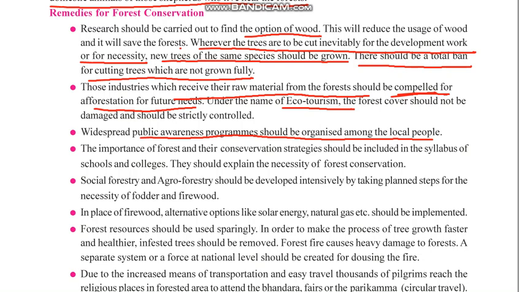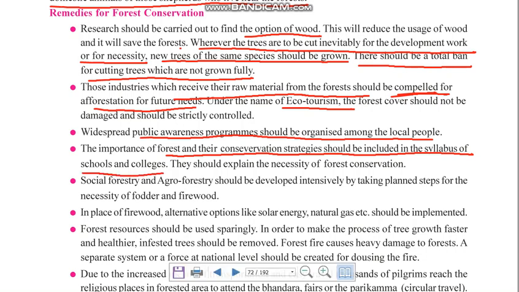The importance of forest and the conservation strategies should be included in the syllabus of schools and colleges. This is a very important point. So that students at a young age can understand the importance of forest and they can start conserving them at a very young age. They should explain the necessity of forest cover, okay, and that will help to conserve the forest for the future generation too.